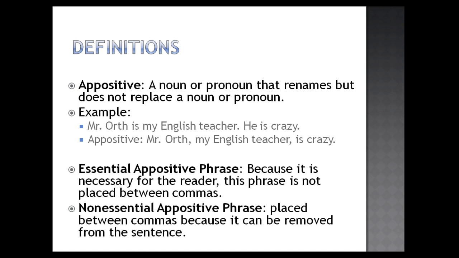Whereas a non-essential appositive phrase is placed between commas because it can be removed from the sentence. If in the above example, you're talking to another student at this school, they likely know who I am and wouldn't need explanation that I'm an English teacher. Likewise, if you're talking to a family member, a family member probably knows what classes you have, and therefore you wouldn't necessarily have to include the first sentence and can just say Mr. Orth is crazy, in which case they'll roll their eyes and say, what did he do now?